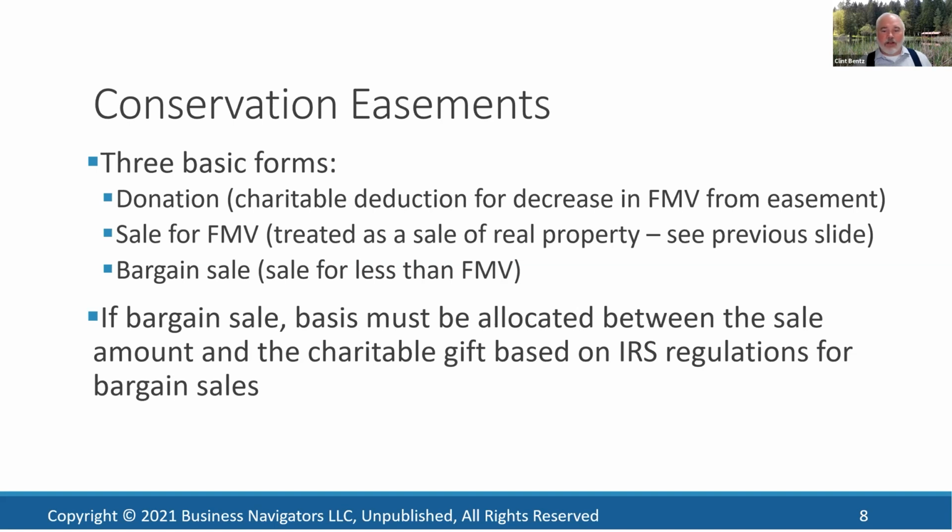So in that case, a bargain sale, we basically have to allocate our basis pro rata between the two parts. So if in fact the sale part and the donation part are equal, then we would allocate our basis equally to both parts. So we end up paying more tax, and the basis that gets applied against a conservation easement basically is just lost. It goes away, but we get a charitable deduction for the fair value of the easement.